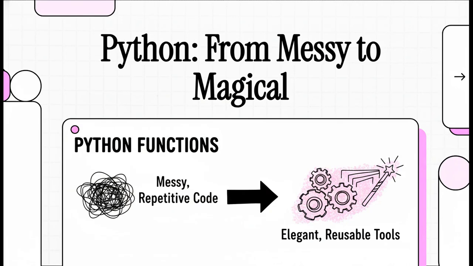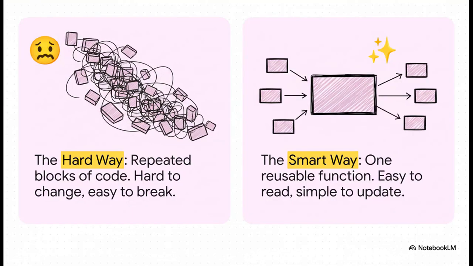Okay, let's be honest. Does your code sometimes look like a tangled mess of repetition? If so, you're in exactly the right place. Today, we're going to unravel that mess. We're going to transform it into something clean, elegant, and seriously powerful, all by using one of Python's most essential tools, the function. Just take a look at this.